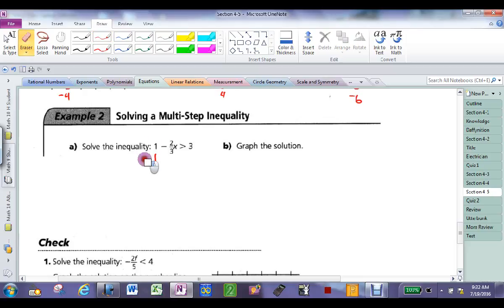The 3. So I'm going to rewrite it because this is what you guys should be doing. 1 minus 2/3 x is greater than 3. Minus 1, minus 1. Negative 2/3 x is greater than 2. Why didn't I flip the sign? I'm doing something with a negative. Because I'm adding and subtracting, so we don't flip the sign.